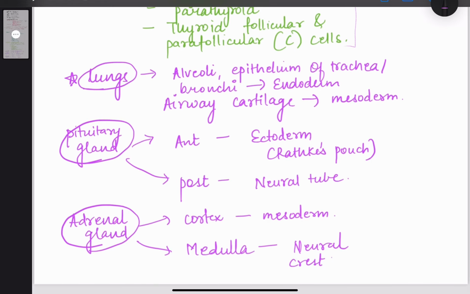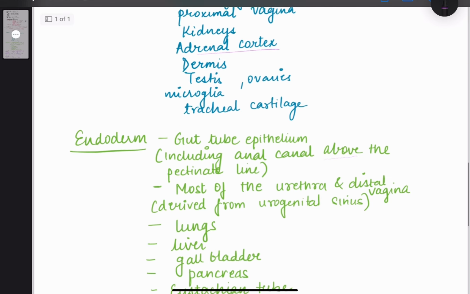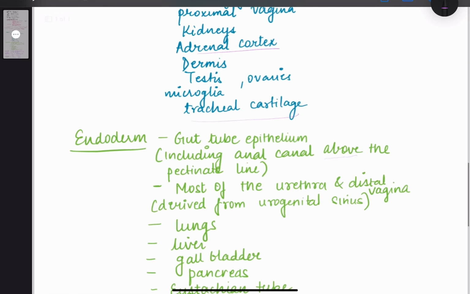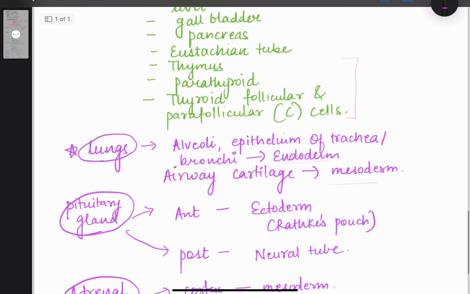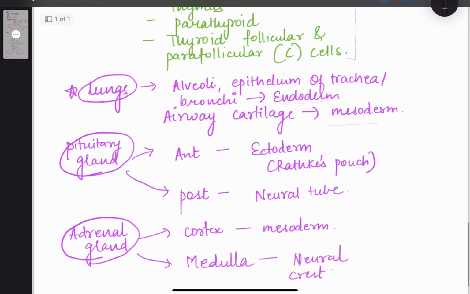In lungs, the alveoli, epithelium of the trachea, and bronchi, they all are from endoderm. But the airway cartilage, which we learned, tracheal cartilage, is from mesoderm. This one, it's from mesoderm. Otherwise, alveoli, epithelium of the trachea, and bronchi, they are from endoderm.